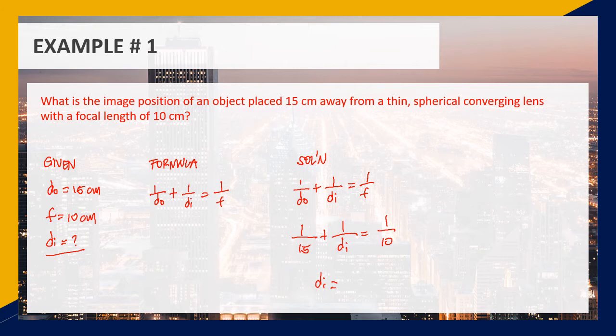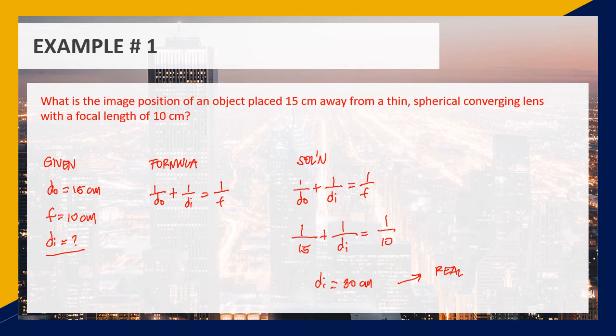30. Okay? So, our answer is image distance is equal to 30 centimeters. Now, since our image distance is positive, how do we describe it? Since it is positive, the image is real. Okay? Its image is real. Okay?